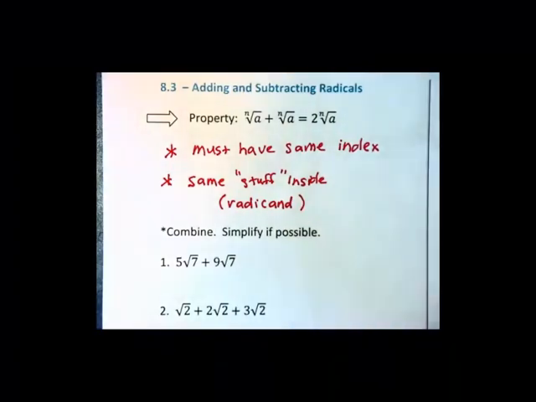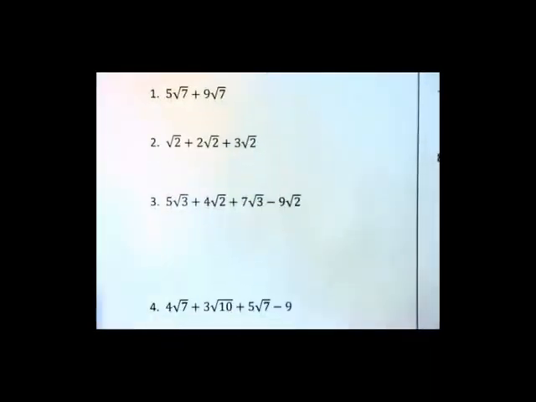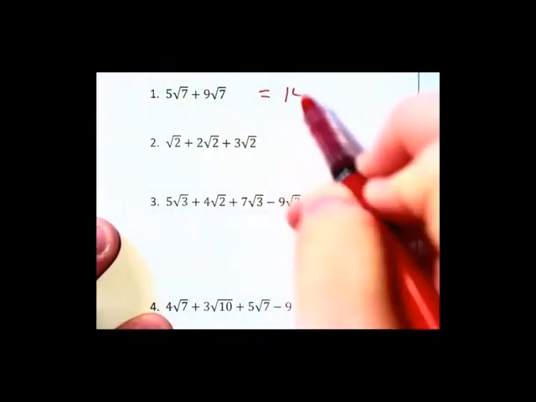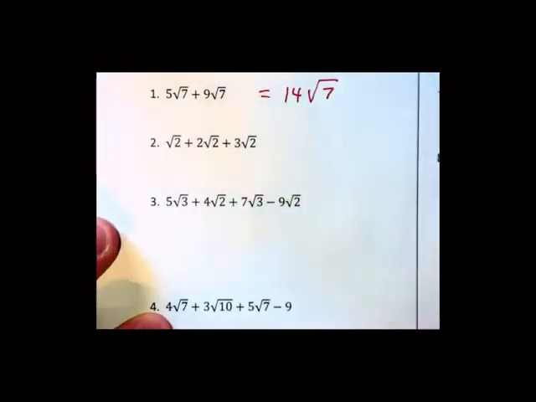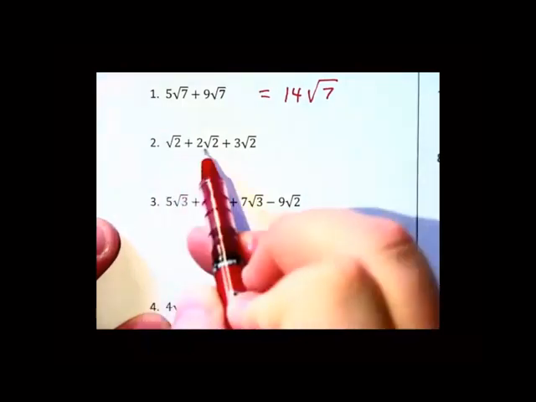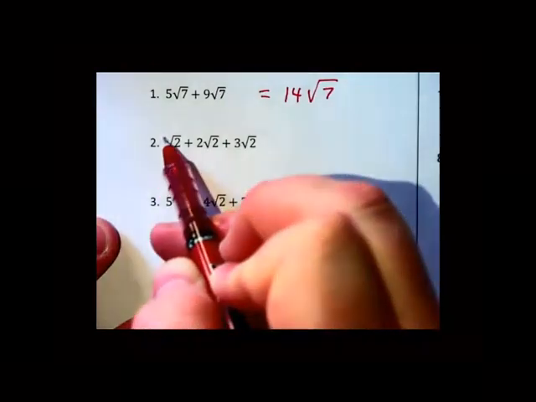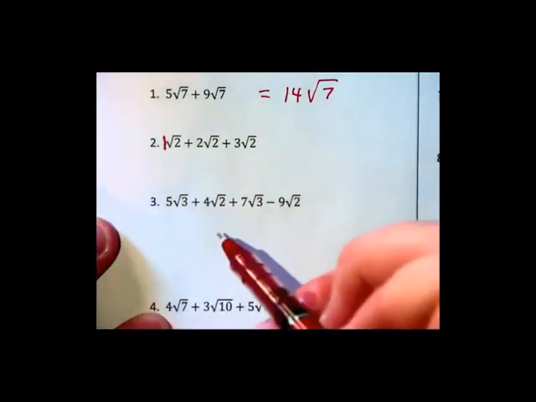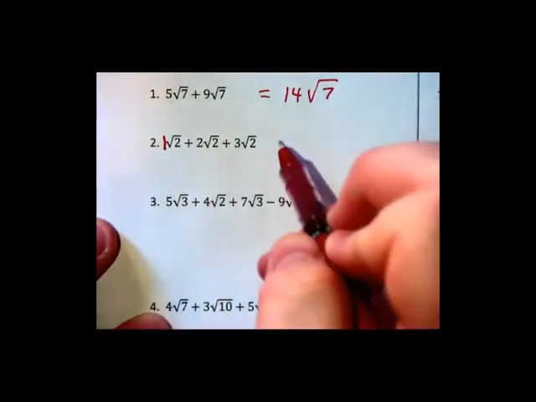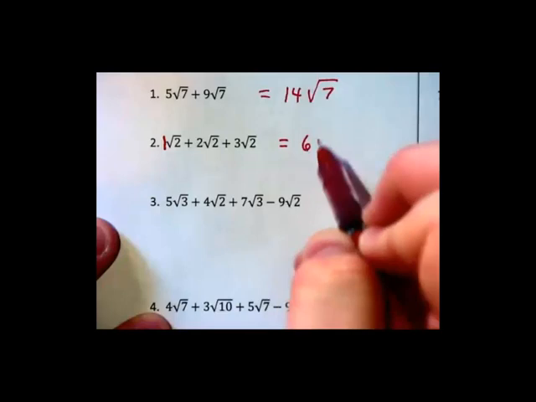And then you're just combining the coefficient out front. So here we go. 5 root 7 plus 9 root 7 is 14 root 7. You keep the root 7 as it is and just add the 5 and the 9 out front. We have root 2 plus 2 root 2 plus 3 root 2. That root 2, it really is a 1 root 2. So adding the coefficients in front, we have 1 plus 2 plus 3, which is 6, which is 6 root 2 as the value.